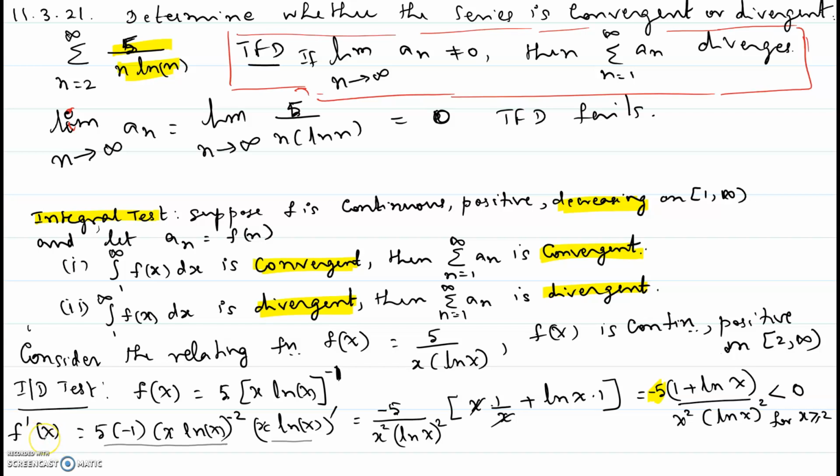So as f prime x is less than 0, we have f of x is decreasing on the interval 2 through infinity. So this way we have proved all the requirements of the integral test, that it is continuous, positive, and then it is also decreasing on 2 through infinity. So in this case we are using 2 through infinity, which doesn't hurt the requirement of the test. So all the requirements are satisfied.